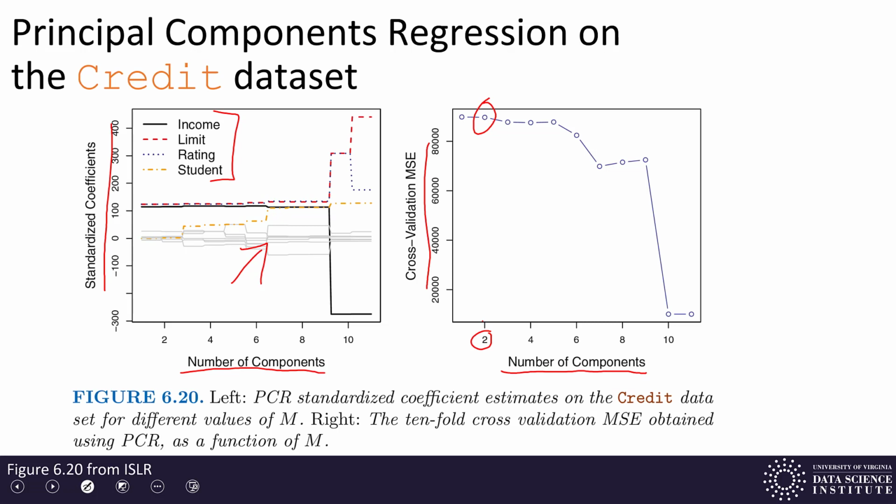And you can see as we increase the principal components, we're generally decreasing the error for a while till we get to 10, and 10 is where the minimum error occurs. So in this data, the best results occur when using 10 principal components.